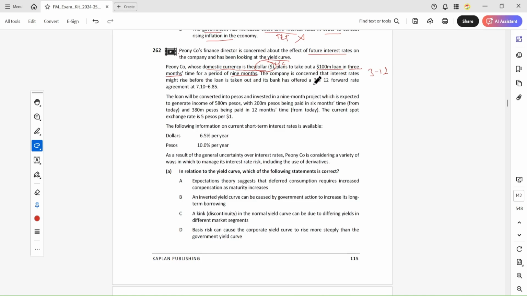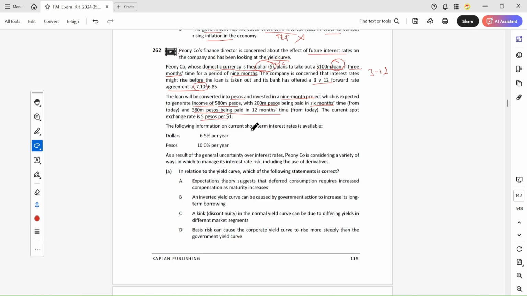So the bank offered a 3 to 12 forward rate. So we are taking a loan, right? Which rate? Higher rate for the loan. The bank offers a higher rate. Okay. The loan will be converted into pesos and invested in a 9-month project expected to generate peso income of 200 pesos in 6 months and 380 in 12 months. Current exchange rate is this.